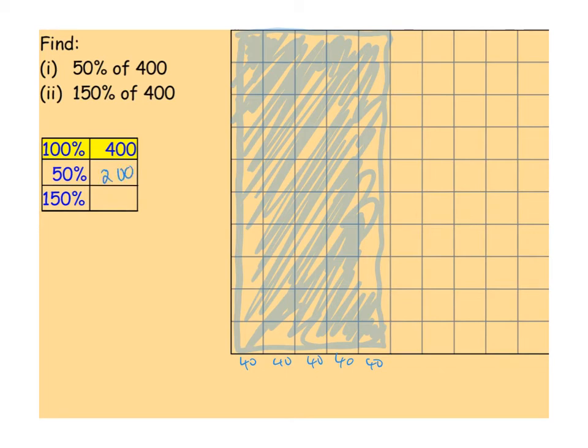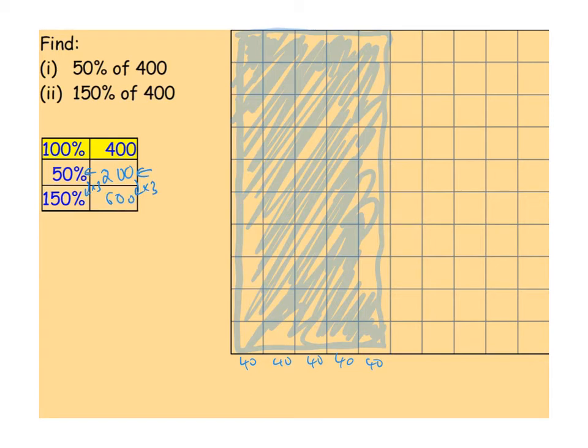And now the question is 150%. Now I can't show this on the diagram because it's more than the entire whole, it's more than the 100%. But it doesn't mean that you can't have it. And there's a couple of ways we could do it. We could think about how many 50% we need to make 150%, which is 3. So I could multiply the 200 by 3, which gets me 600.